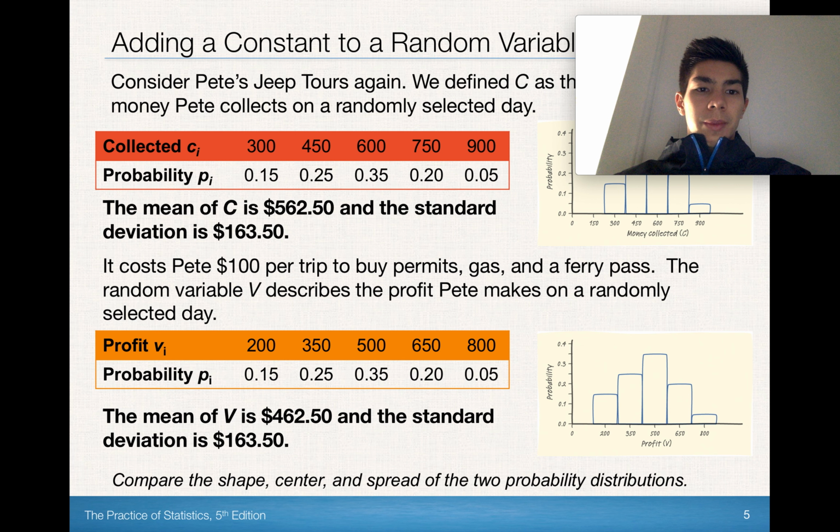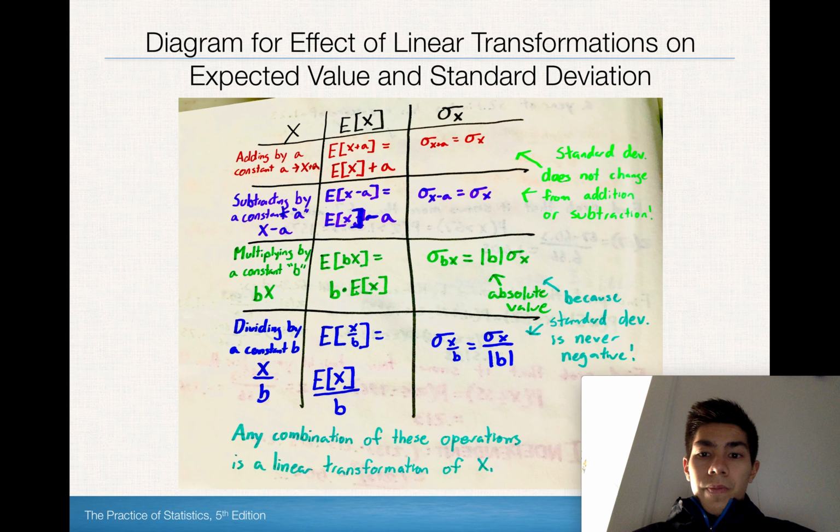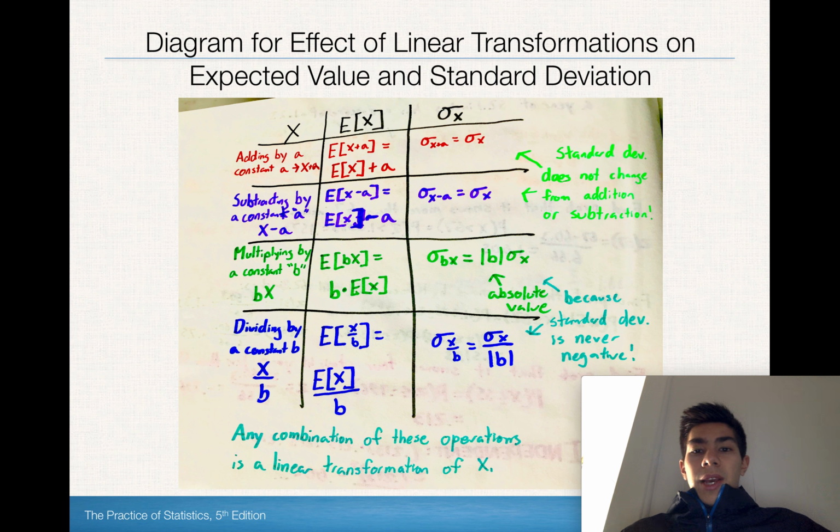You'll notice that the second column, our expected value column, does exactly what we say in words it's doing: adding a, multiplying by b, or dividing by b. Our expected value does exactly what we would expect it to. We add, we multiply or divide our expected value by b. That's pretty normal. Our standard deviations do not change if we are adding or subtracting, just as a reminder. And if we're multiplying or dividing, we need to use absolute values.